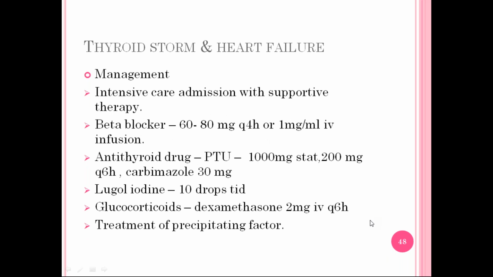Very careful. Then how do you manage? Intensive care admission with supportive therapy. You should start a beta blocker. You should start an antithyroid drug, Lugol's iodine, and steroids. And whatever the reason for the precipitation of thyroid storm, you should get it treated.